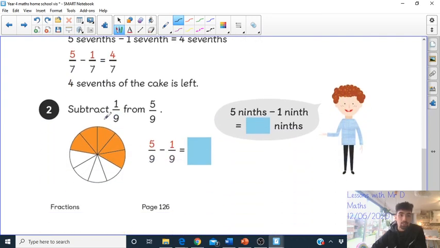What about this one? Subtract 1/9 from 5/9. So this is your starting point. It's not your whole, but this is what you're starting with. You're starting with 5/9, so I've got 1, 2, 3, 4, 5 of them, and I'm just taking away one of my parts. How much do I have left? 4/9. It's as simple as that. The denominator stays the same. The parts don't change. I haven't got new parts. I'm just taking away parts of my whole.